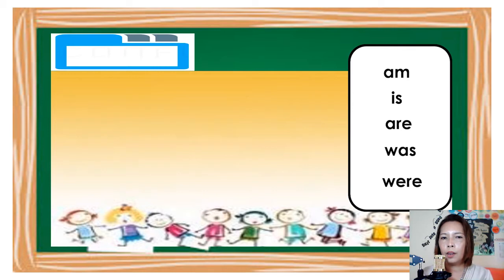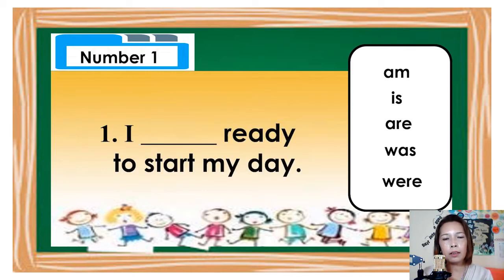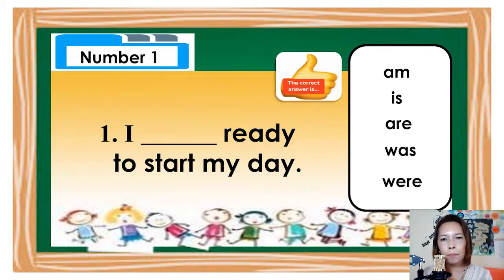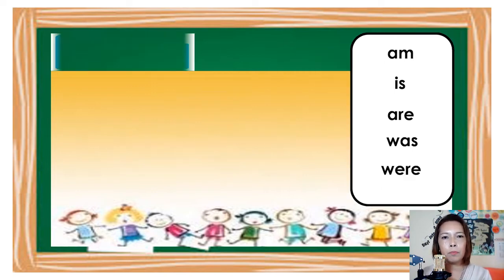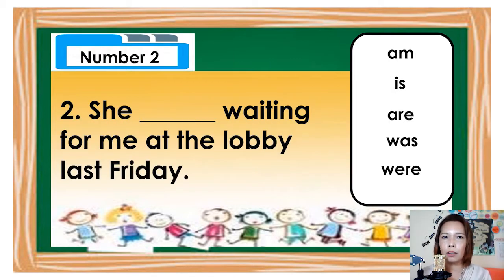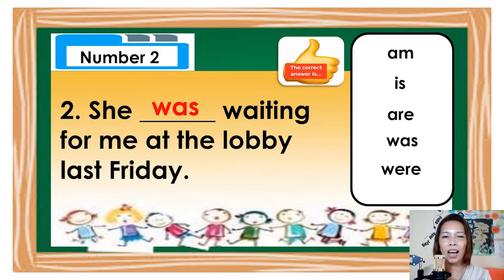Number 1. I blank ready to start my day. What's the correct be verb for this sentence? Yes, am. The correct answer is am. I am ready to start my day. Number 2. What is your answer? She blank waiting for me at the lobby last Friday. Complete the sentence with the correct be verb. The appropriate be verb is was. She was waiting for me at the lobby last Friday.